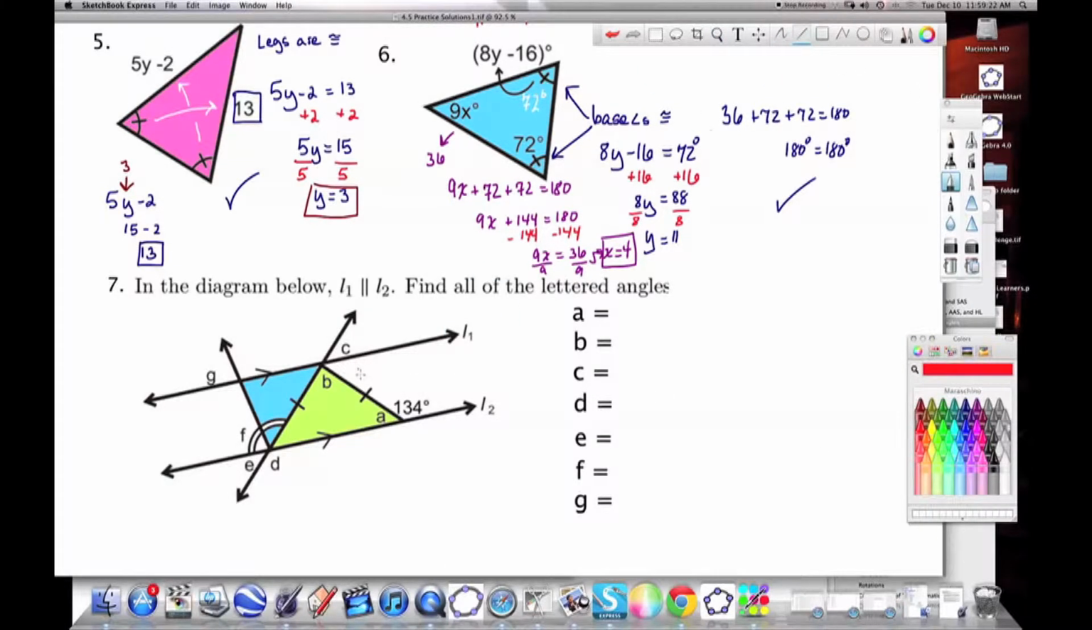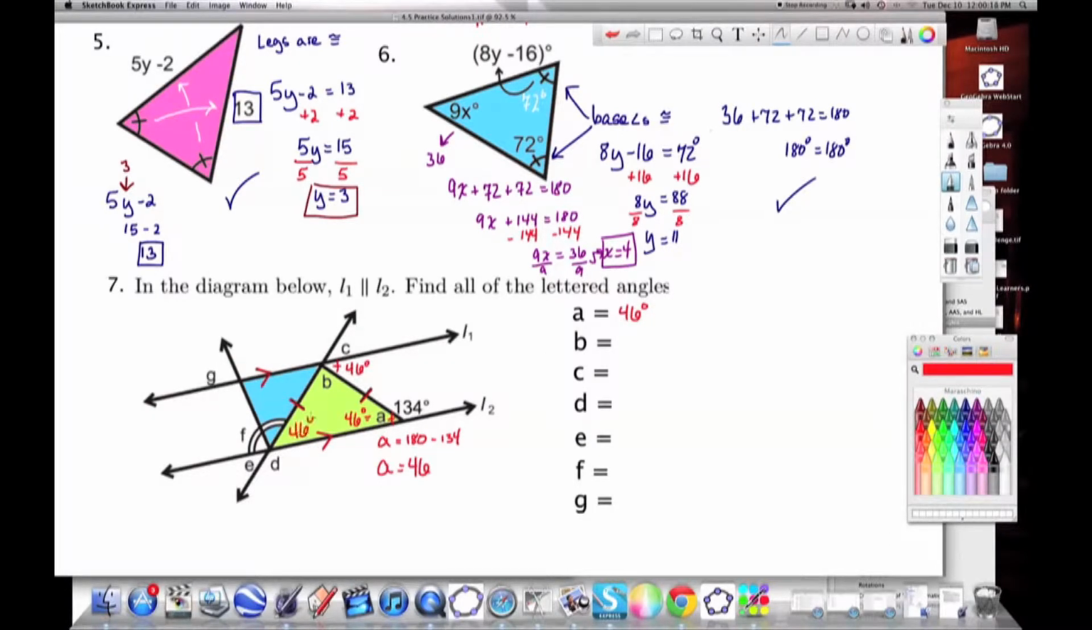7, in the diagram below, L1 is parallel to L2. Find all of the lettered angles. And I know this light green triangle in here is isosceles. So let's find A first. I know it's a linear pair with angle 134. So A would be 46.